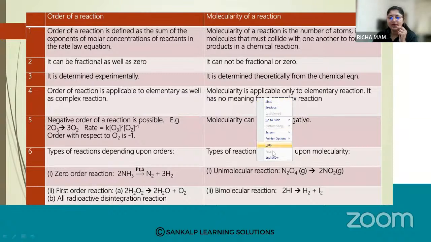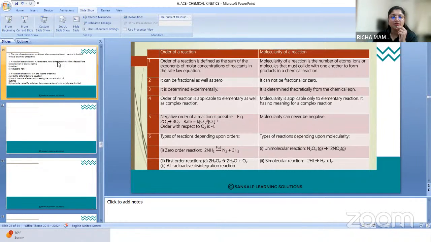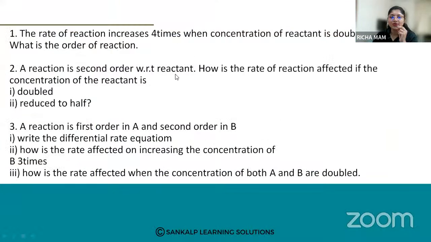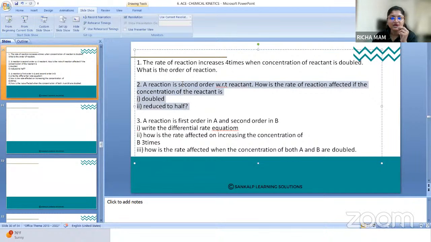So depending on order of reaction and molecularity of reaction, let us solve problems. This is the first problem. The rate of reaction increases 4 times when the concentration of reactant is doubled. What is the order of reaction? Please note the question. The rate of reaction increases 4 times. What I'll do, I'll shift these two questions separately.